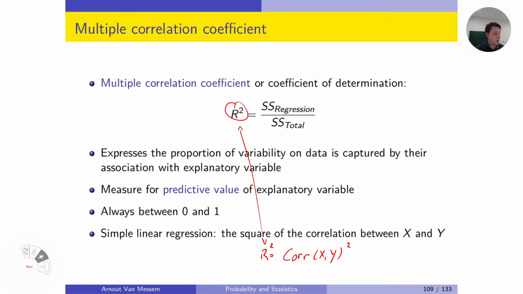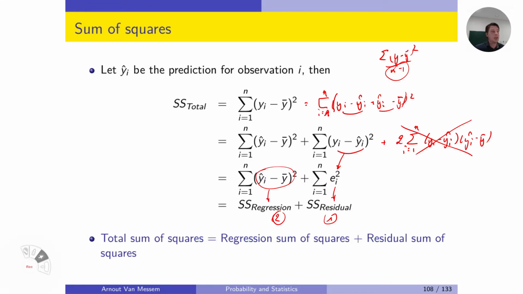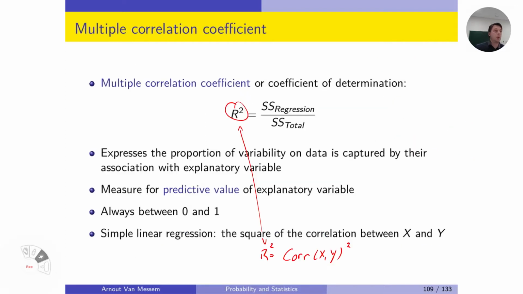Since it is a proportion, it's always between 0 and 1, because the total sum of squares is the regression sum of squares plus the residual sum of squares. So it can be at most equal to the total sum of squares, and at least it's 0. So we get a value R squared between 0 and 1, which gives us basically a percentage of how much is explained.